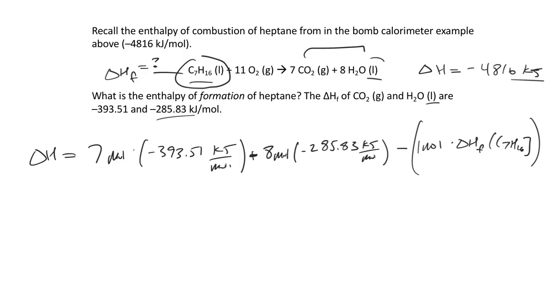And then that's it for our reactant side. And then it's 11 times O2, but that's 0, because the delta HF of O2, of course, is 0. And so all of this is equal to minus 4816 kJ.